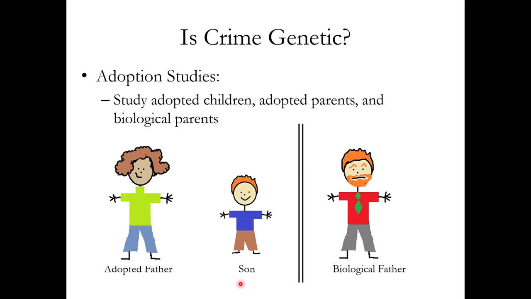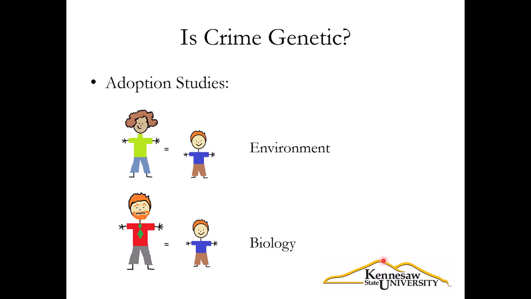But then again, the other thing can happen too. So maybe the biological father was not a criminal. His son went over to an adopted father who was a criminal, and then the son became a criminal. That would mean that it would be more likely that it was an environmental issue, that he learned this criminal behavior from the adopted father versus being a genetic issue from the biological father. Of course, the opposite would be true too in both scenarios.